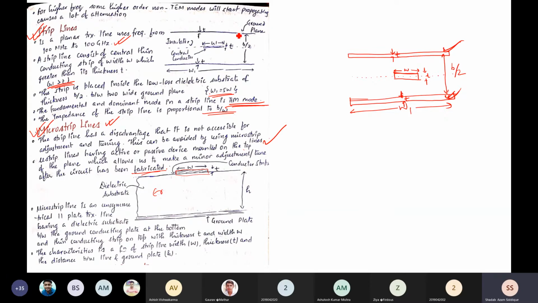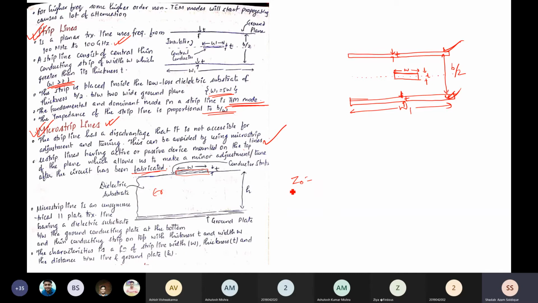Here it was symmetrical because we have the ground plane here, and here also the ground plane, and in between, in the center line, we have some strip. If you cut it from this position, this is symmetrical in shape. But this one is not symmetrical. This is a kind of structure which is not symmetrical, and if we find out the characteristic impedance Z naught, that will be some value.